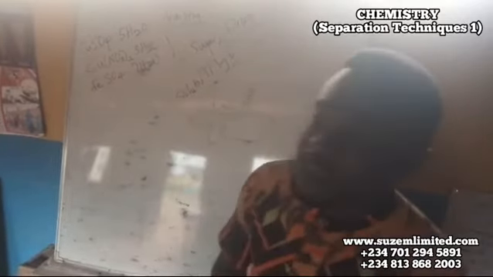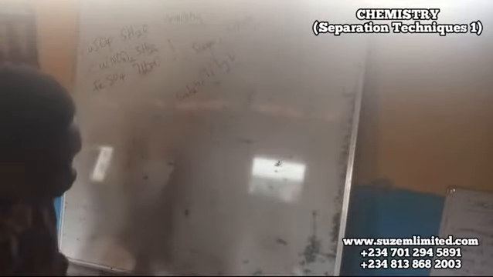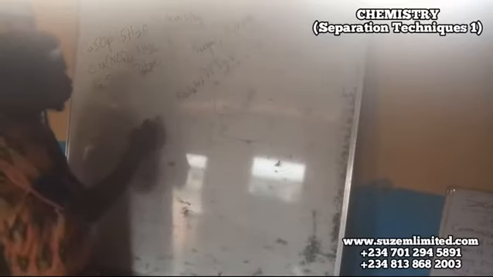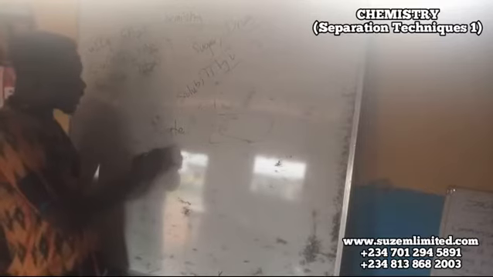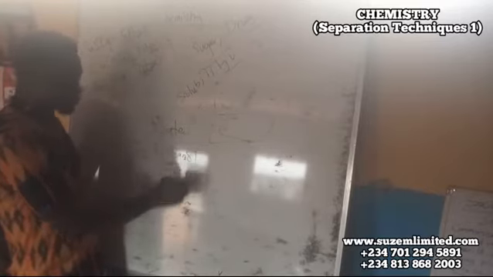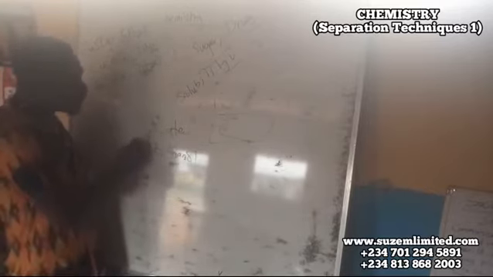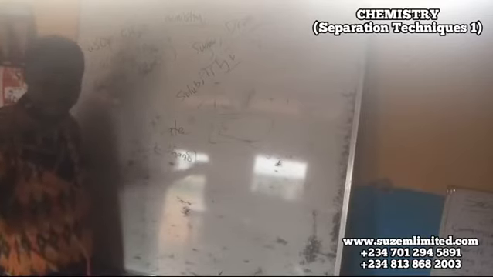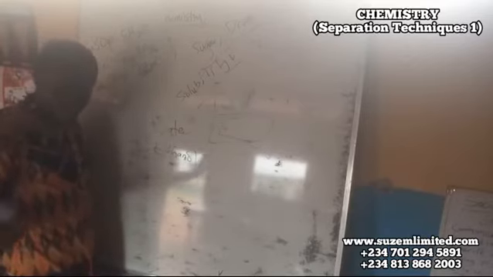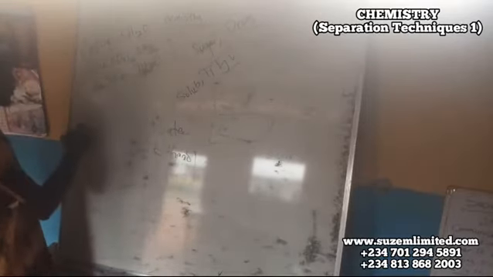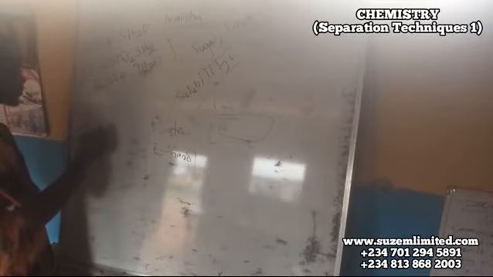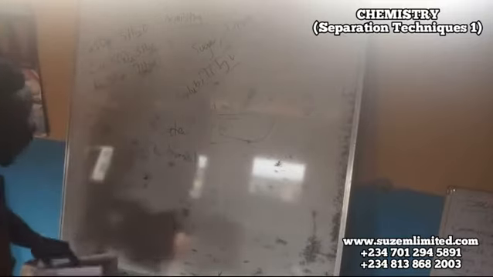Now let me explain. In precipitation, water, ethanol, water and ethanol, if you mix them together. Now, iron sulfate.